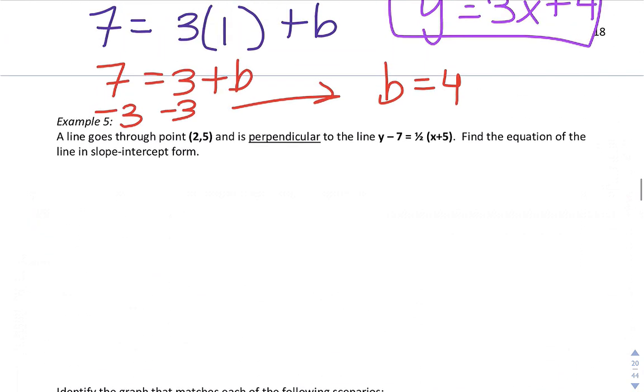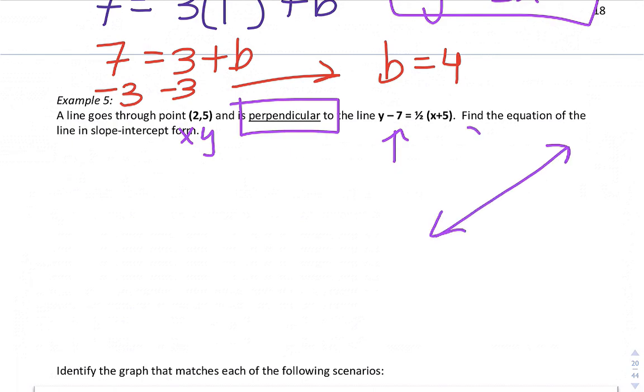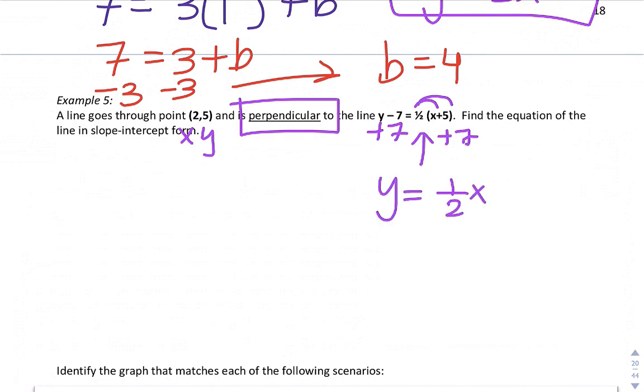Okay, last example. A line goes through the point 2, 5 and is perpendicular to this line right here. Find the equation. All right, so perpendicular means it makes a 90-degree angle. If one line's going up, the other line's going down at a 90-degree angle. Okay, so with that in mind, let's find the slope of this line first. So we would add 7 to each side. I would also distribute the 1/2. So you have y equals 1/2 x plus half of 5 is 2.5.